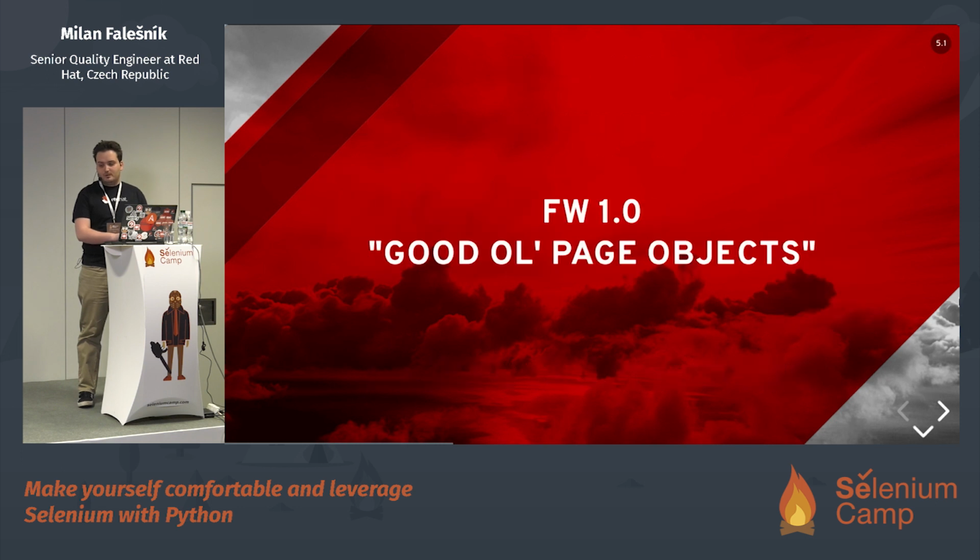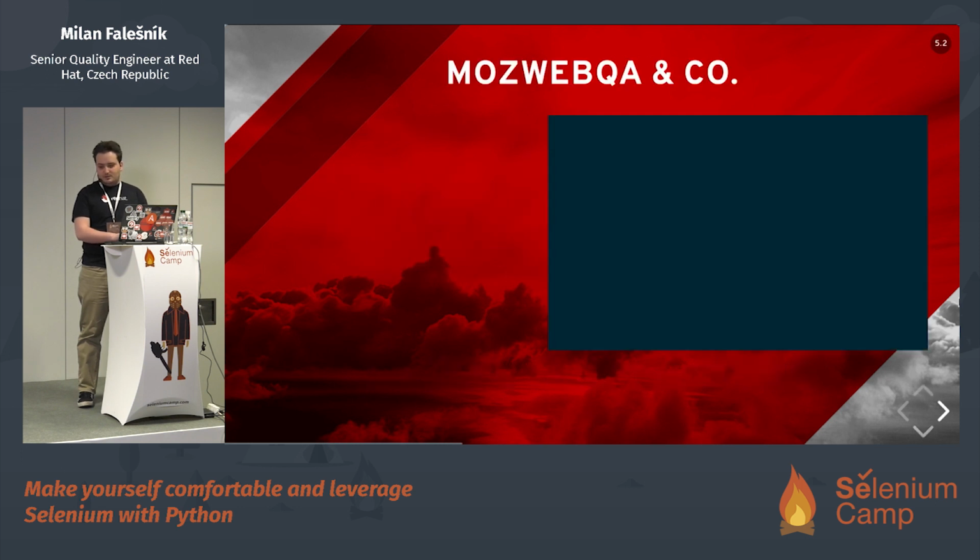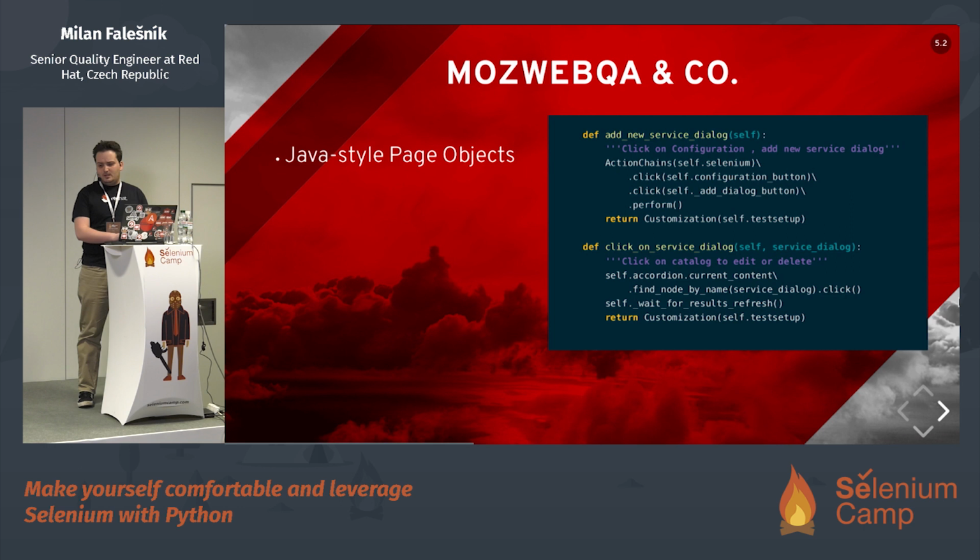So let's start. First, we used a thing called MozWeb QA. It's now deprecated, and it was basically like if you took the classic Java Selenium tests, you had classes where you store locators, then something which gave you the element, and you were just clicking everything very verbosely, passing around the pages, as you can see, and it all had very long names, etc.